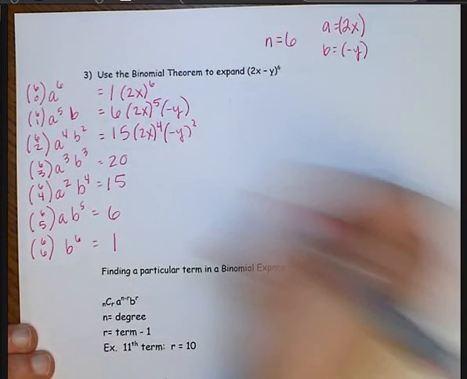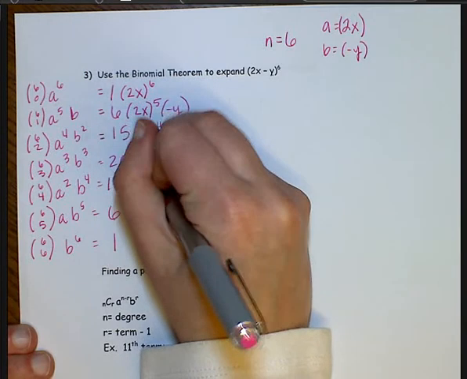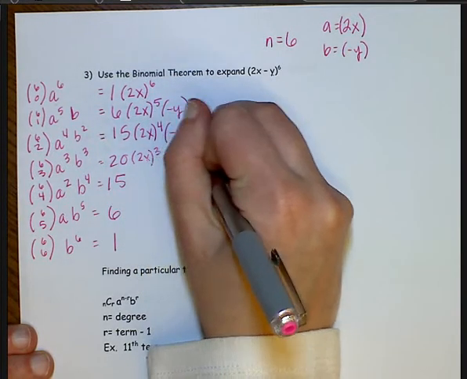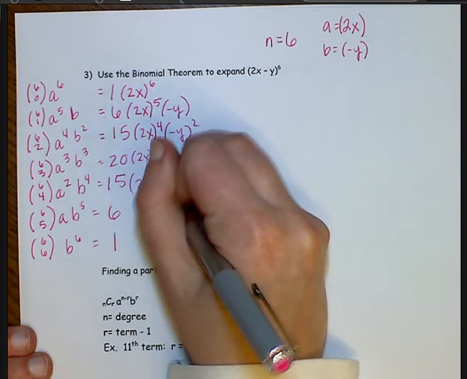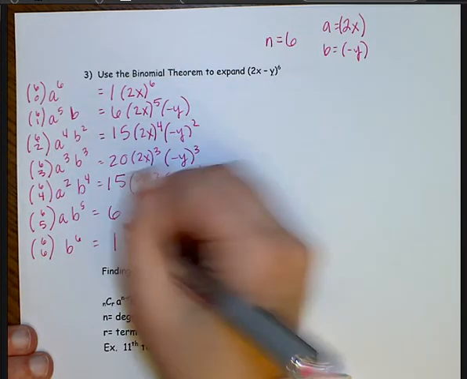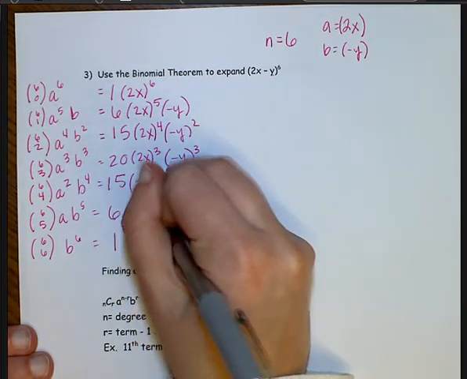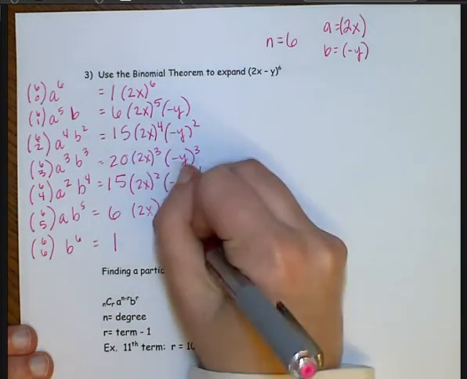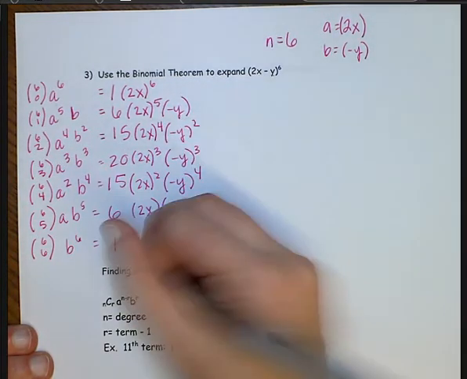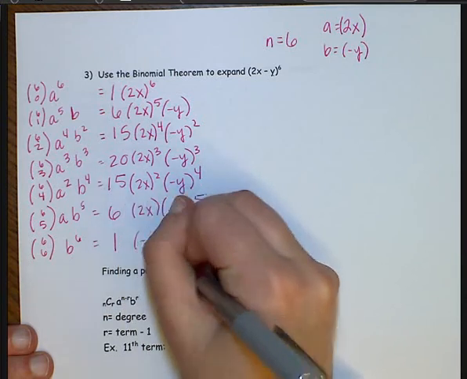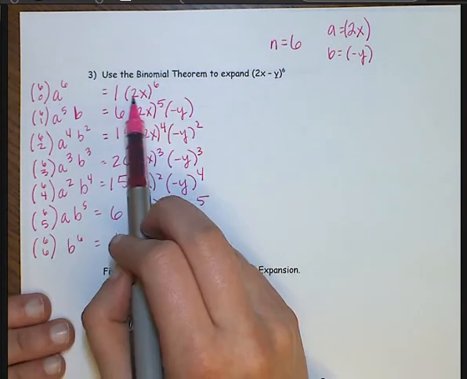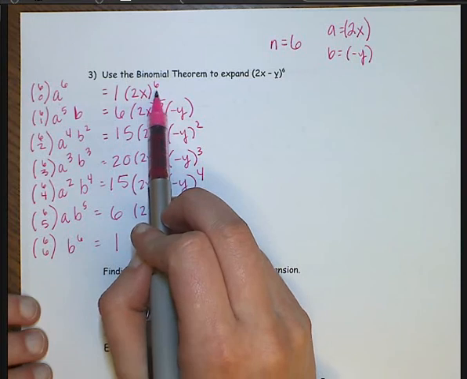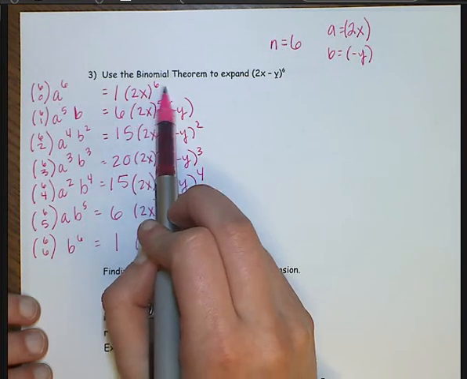A to the third is 2x to the third, b to the third, negative y to the third. A squared, I have 2x squared, b to the fourth is negative y to the fourth. A times b to the fifth gives me 2x and negative y to the fifth. And I have b to the sixth, which is negative y to the sixth power. Alright, let's expand this out. So remember, whenever you have things in parentheses that are being multiplied together, and it's to an exponent, that exponent has to be distributed to both pieces.